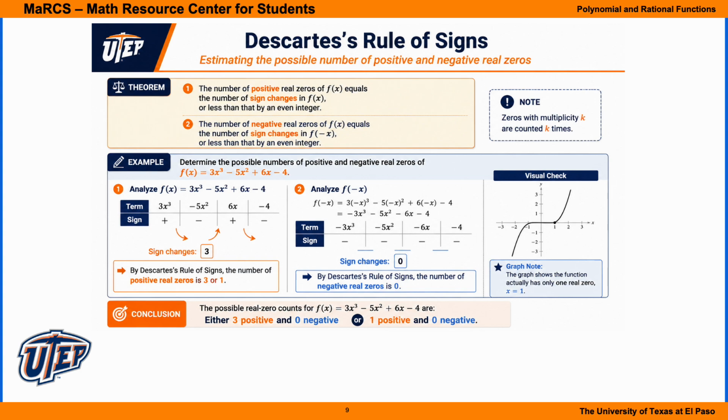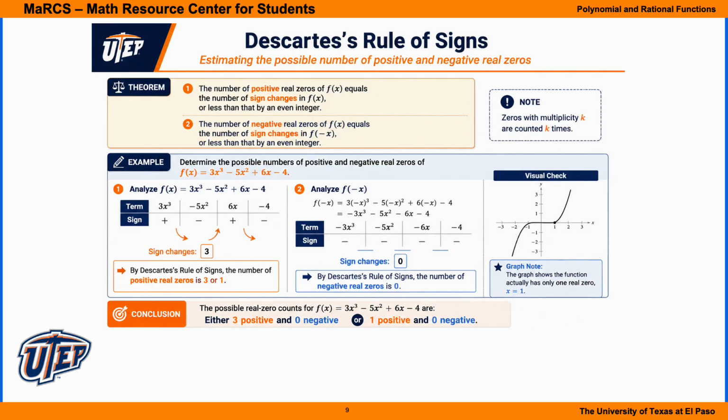So here we have a note. Zeros of multiplicity k are counted k times. So we'll be going over an example. Determine the possible numbers of positive and negative real zeros of f of x is equal to 3x cubed minus 5x squared plus 6x minus 4.